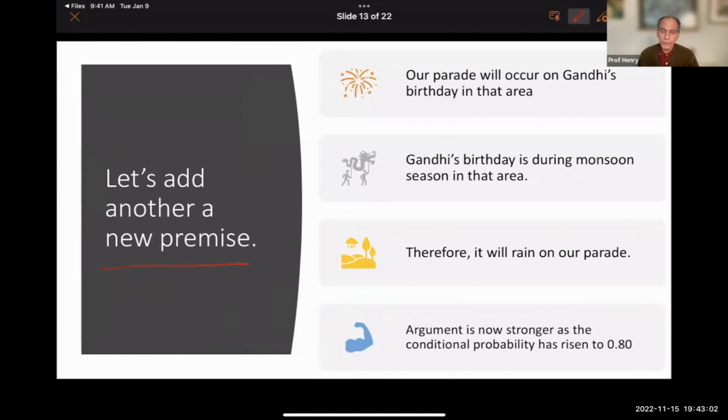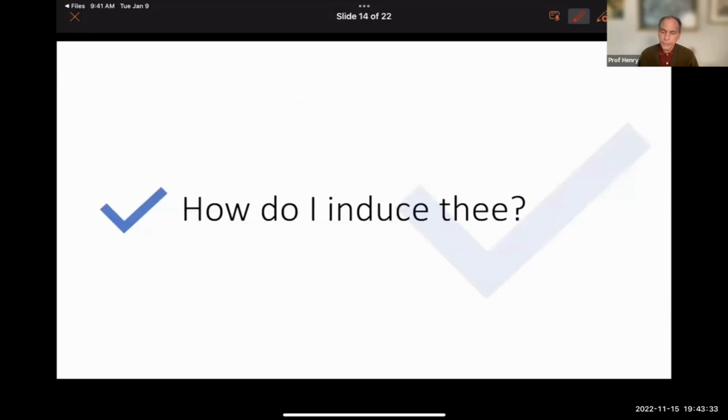Well, let's add another new premise. Our parade will occur on Gandhi's birthday in the area. It's during the monsoon. Therefore, it will rain on our parade. So therefore, again, if you add the premise, Gandhi's birthday is during the monsoon, then we have 80%. And your statement that it will most likely rain on our parade is most likely.